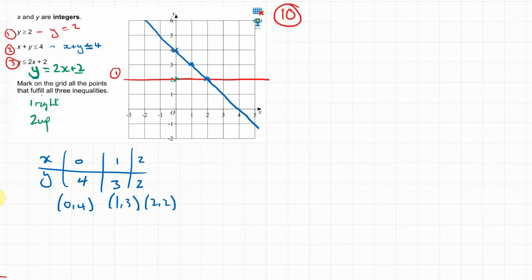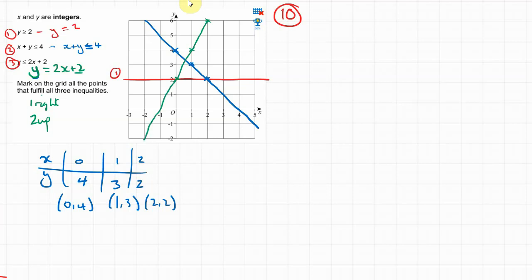Gradient just means for every time you go 1 right, how much do I go up? Well, 2x, we're going to go 2 up. So 1 right, 2 up. Let's plot another coordinate. 1 right, 2 up. Let's plot another coordinate. Okay, we've got enough coordinates there. Let's get a straight line. Ooh, a wobbly line, in my case, between these.